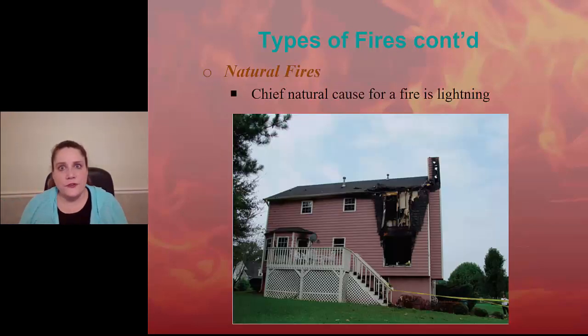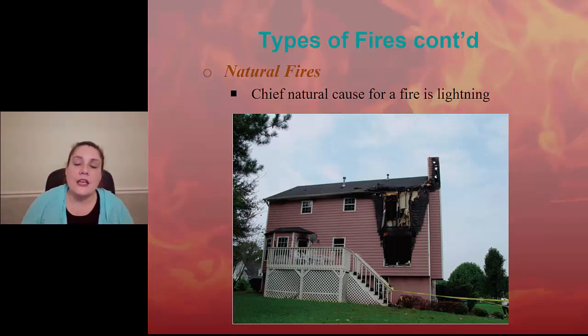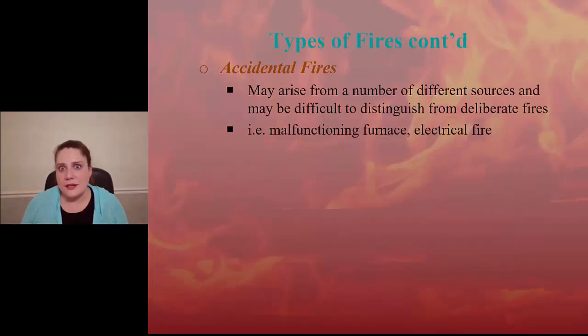So a natural fire is just a fire that was caused by nature, hence the name natural fire. The main natural cause for fire is going to be lightning. In fact, I cannot think of any natural fire that isn't happening because of lightning. So even a forest fire is either happening because of lightning or it's happening because of some doofus out there in the woods doing something else, which takes us to an accidental fire.